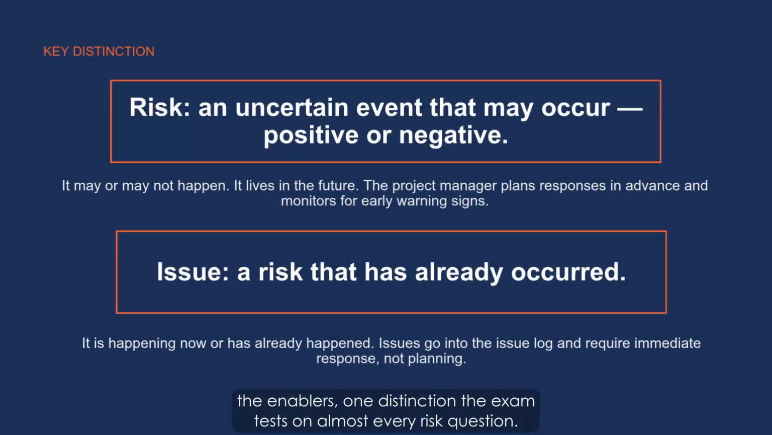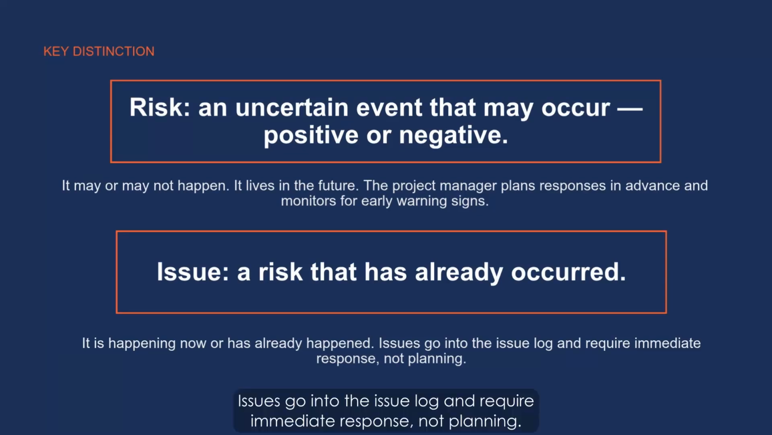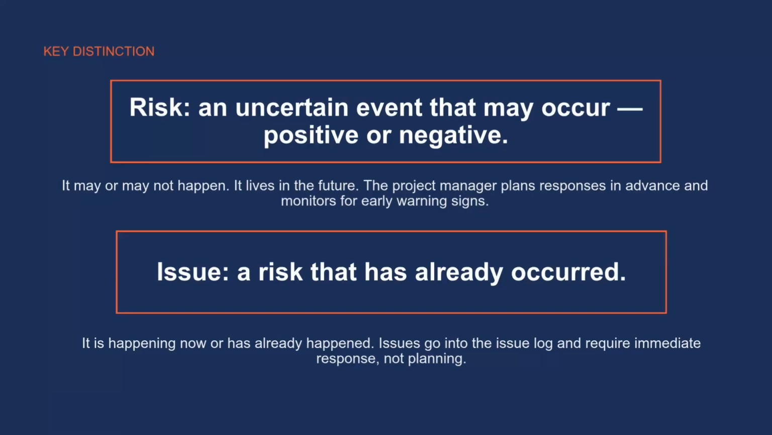Before the enablers, one distinction the exam tests on almost every risk question. A risk is uncertain. It may or may not happen. It lives in the future. The project manager plans responses in advance and monitors for early warning signs. An issue is a risk that has materialized. It is happening now or has already happened. Issues go into the issue log and require immediate response, not planning.